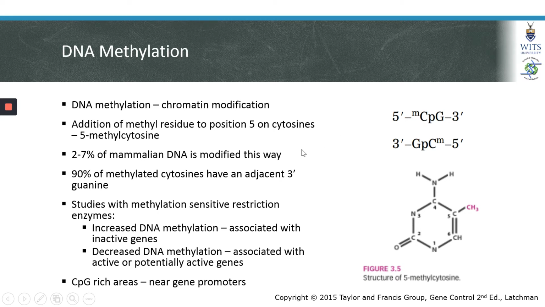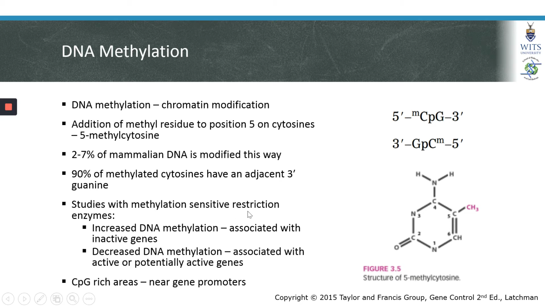2 to 7% of mammalian DNA is modified with methylcytosine, and 90% of these methylated cytosines have an adjacent 3' guanine, as depicted in this part of the diagram. These are referred to as CpGs, or can also be called CG dinucleotides. The p in CpG represents the phosphate group in the sugar phosphate backbone.